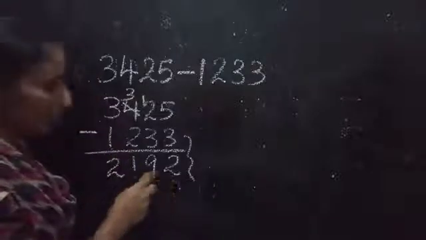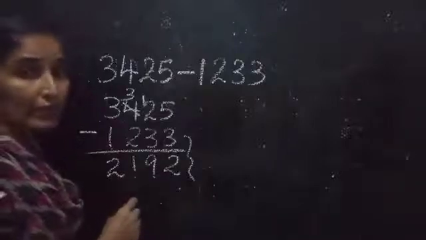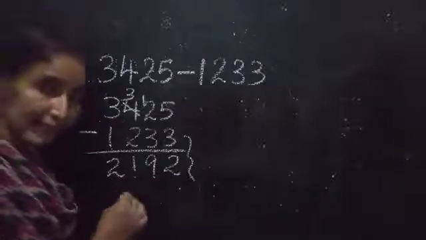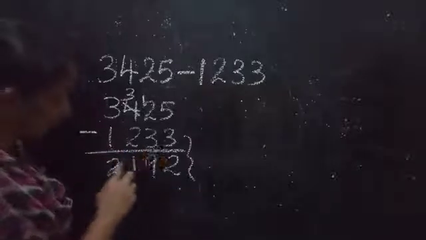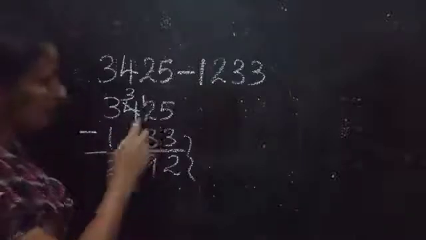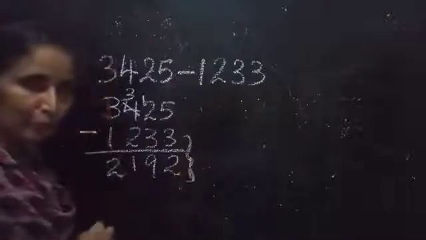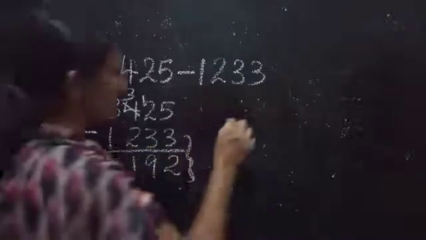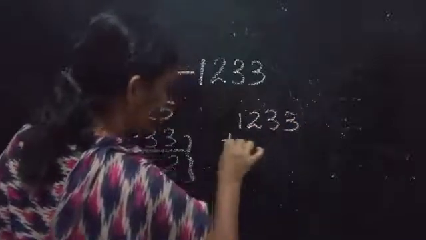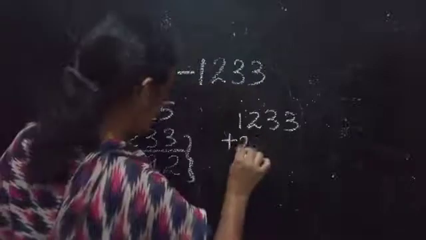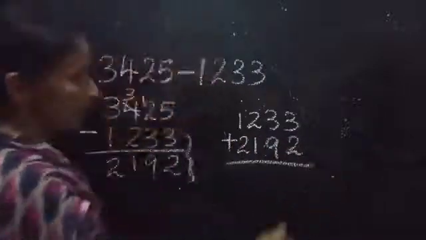Okay. So, we learned that when you add the small two numbers, we will get the big number, isn't it? Let us add and try. Which are the small numbers here? This is 1000, this is 2000, this is 3000. So, which are the two small numbers? These two are the small numbers. Okay. So, let us write 1233 plus 2192.